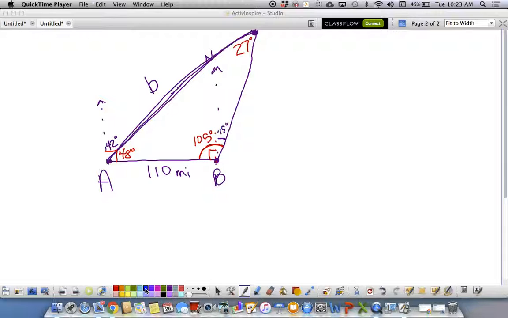So what is our equation? What's our equation? Ryan, can you help me walk me through this? Sine 27 degrees over 110 miles equals, we're looking for B, sine 105 degrees over B. Now, big question is, should your answer be more than 110 or less than 110? More. More. Why?